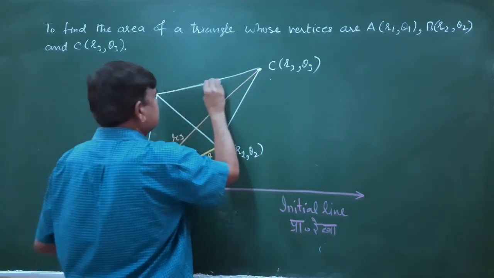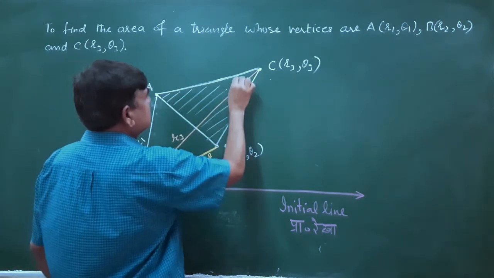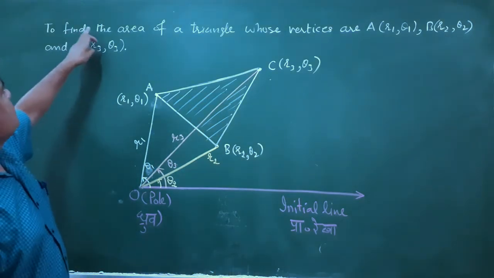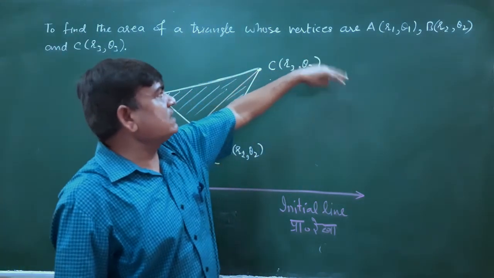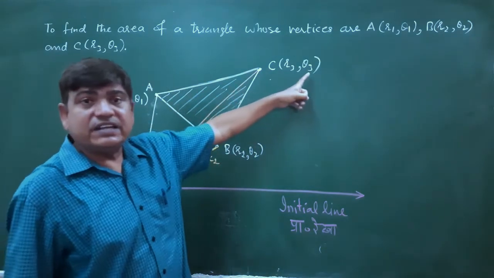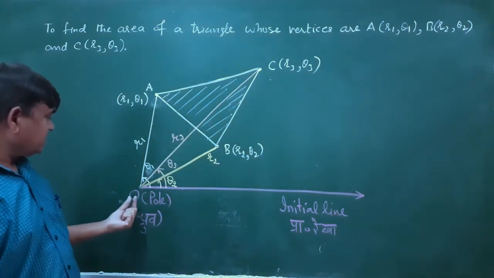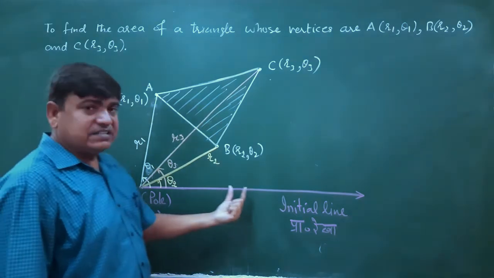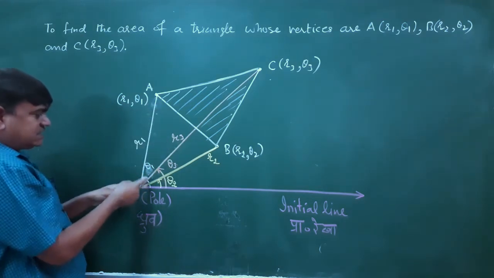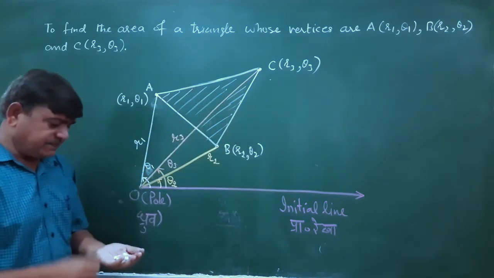Now find the area of this triangle. To find the area of a triangle whose vertices are A (R1, theta 1), B (R2, theta 2), and C (R3, theta 3), polar coordinates are given, so how to mark this? There is a pole O and this is the initial line. So we join A to O, then this distance will be R1 and this complete angle will be theta 1. Similarly for point B and for point C.